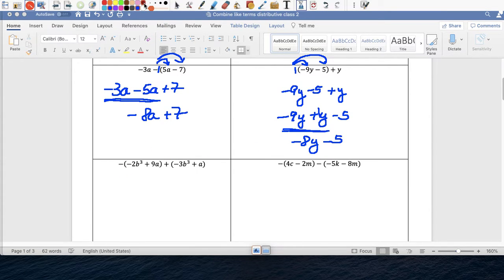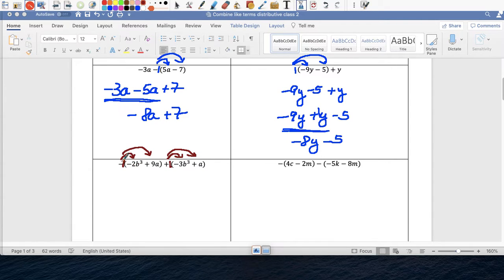Okay, so next one, again, I'm going to put a 1 over here. You don't have to, but it just helps you remember that there is a negative 1 there that's being multiplied. So imagine that negative 1 multiplied by this, and then multiplied by that. And in this case, it's going to be a positive 1 multiplied by this and multiplied by that. Basically, if there's a negative sign outside the parentheses, the terms inside will change signs.